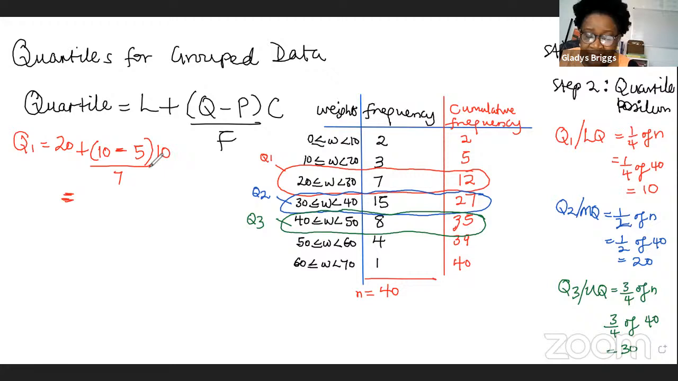Any answers? No answers. So I'm going to leave it there. Then you guys have no answer. I'm moving on because I'm not going to solve all this problem by myself. So for quartile 2, the L is the lower limit of the... Let me just, where's my chart? Where are my participants?